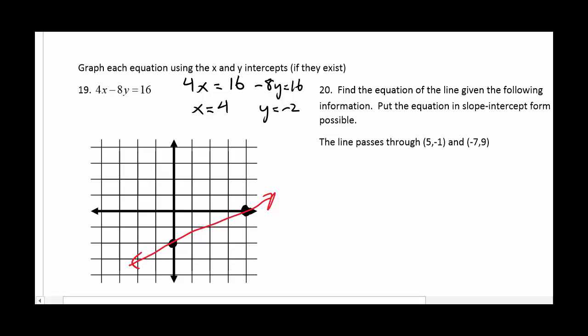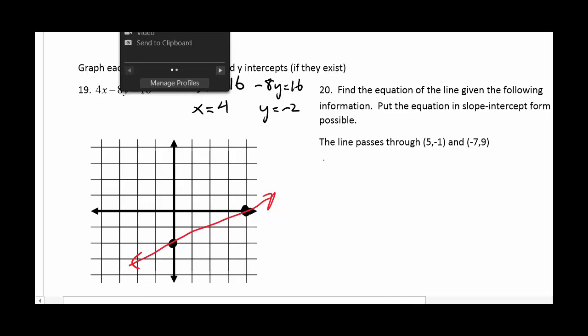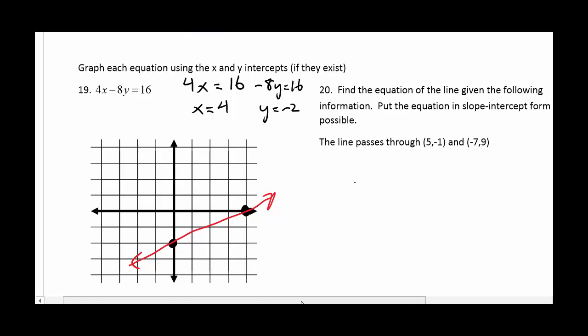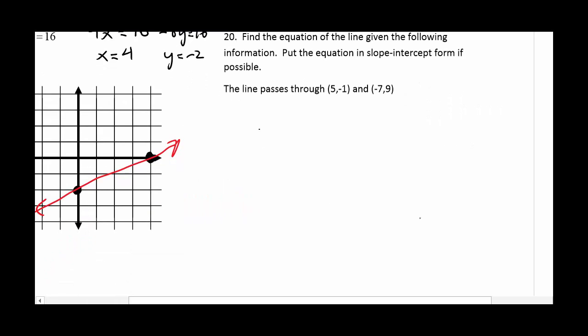In number 20, I'm asked to write the equation in slope-intercept form given those 2 points. Okay, so my first task is to remember the slope formula. So the slope formula is y2 minus y1 over x2 minus x1. And I am just going to pick one point as my first point and one point as my second point. And it doesn't matter. You just need to be consistent about which point's your first and second.